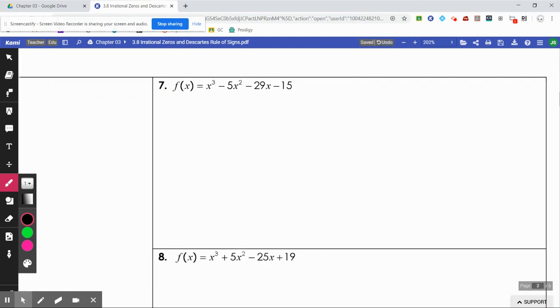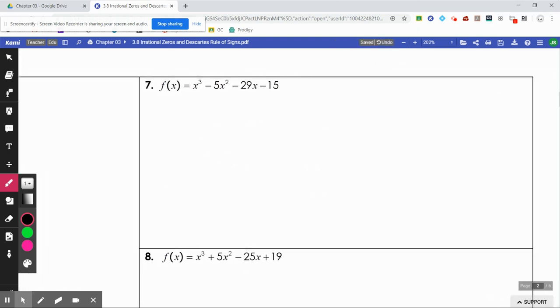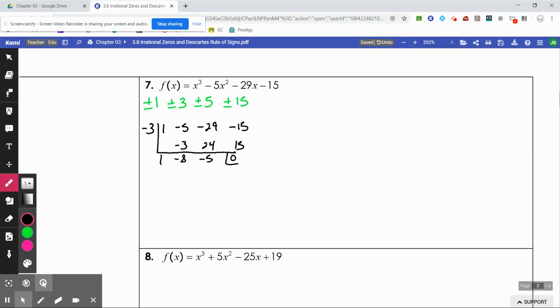Number 7, same thing. List all your possible rational roots first. And there actually wasn't very many on this one. Next up, let's test them to find one that works. And here's where I use negative 3, and you can see how it worked. So we've now broken our function down into x plus 3 times x squared minus 8x minus 5. And the problem now is x squared minus 8x minus 5 will not factor.